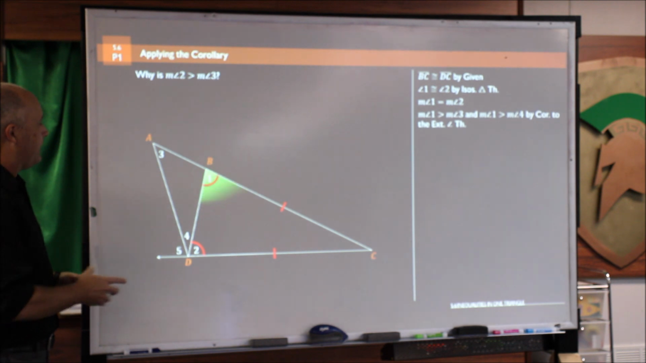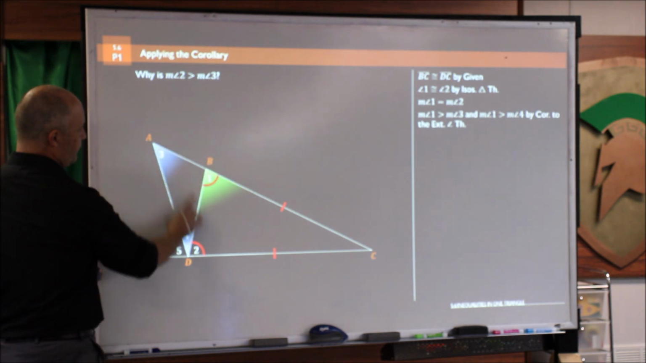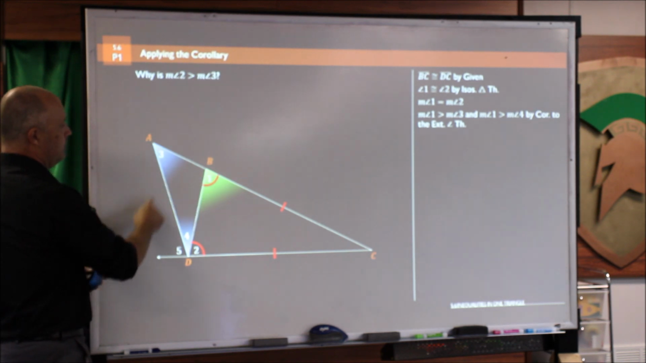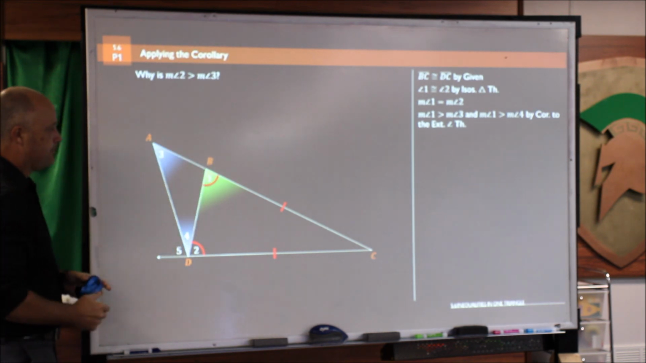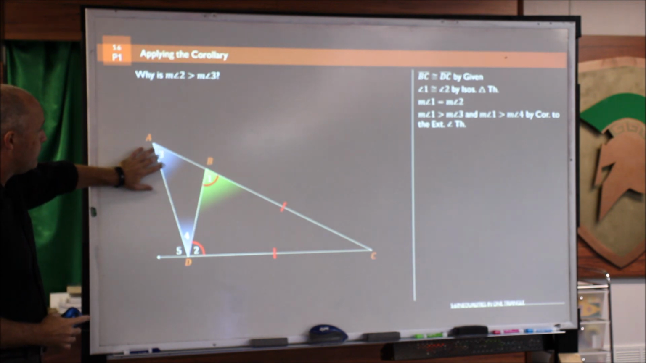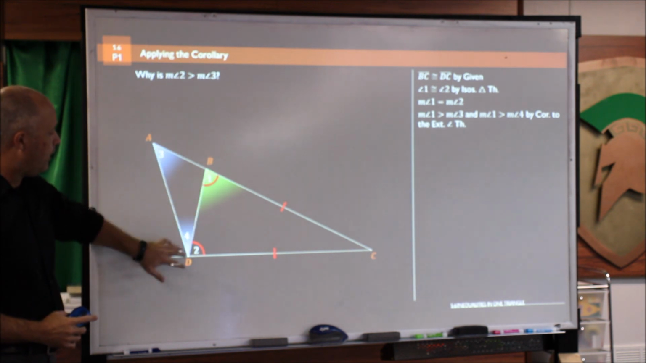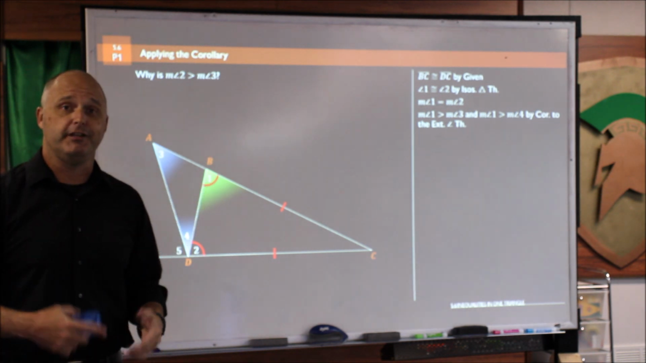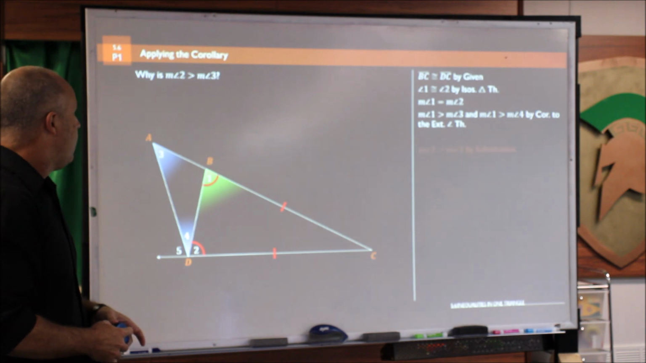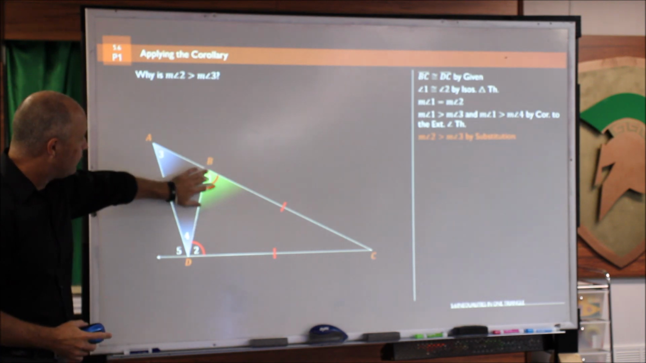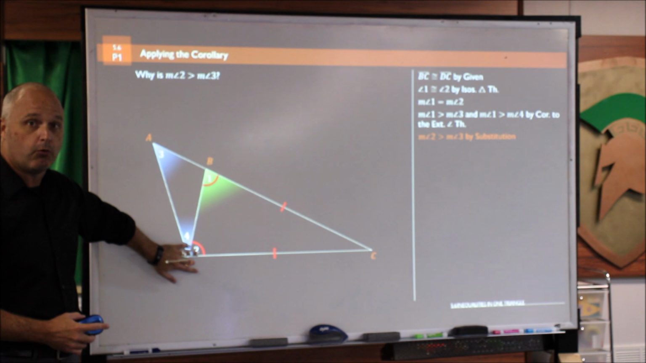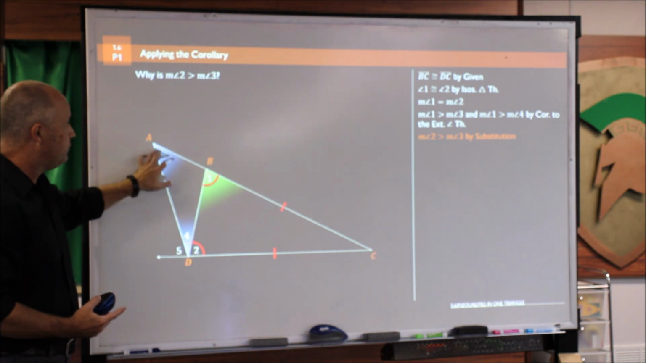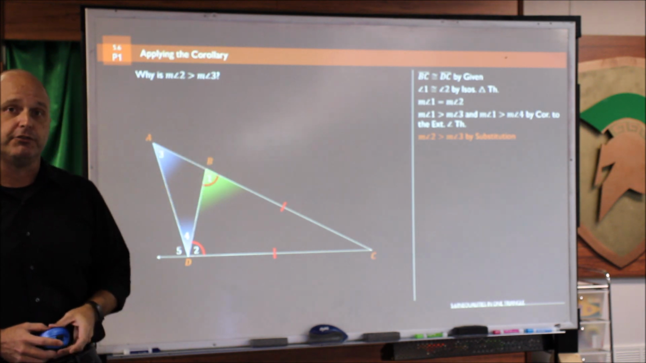So when we look at angle 1 as compared to this triangle now, we know that angle 1 is an exterior angle of triangle ABD, which means that angle 3 has to be less than angle 1, and angle 4 has to be less than 1, again by the corollary to the exterior angle theorem. What that then means is, since angles 1 and 2 are congruent, or equal measure, and 1 is bigger than 3, that means that 2 also has to be bigger than 3 by substitution.